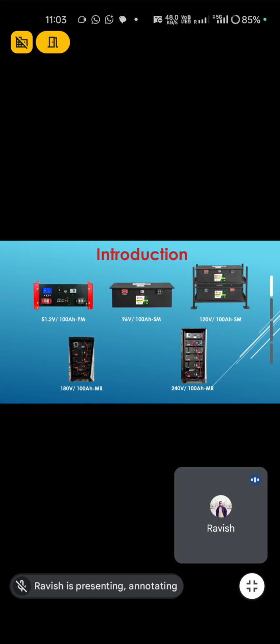You can't connect more batteries in series or in parallel. Okay, this one is a 180 volt 100 AH MR battery. You can connect two batteries in parallel. Only two batteries you can connect in parallel. The 180 volt 100 AH MR model, and the 240 volt 100 AH MR model. You can also connect two batteries in parallel.